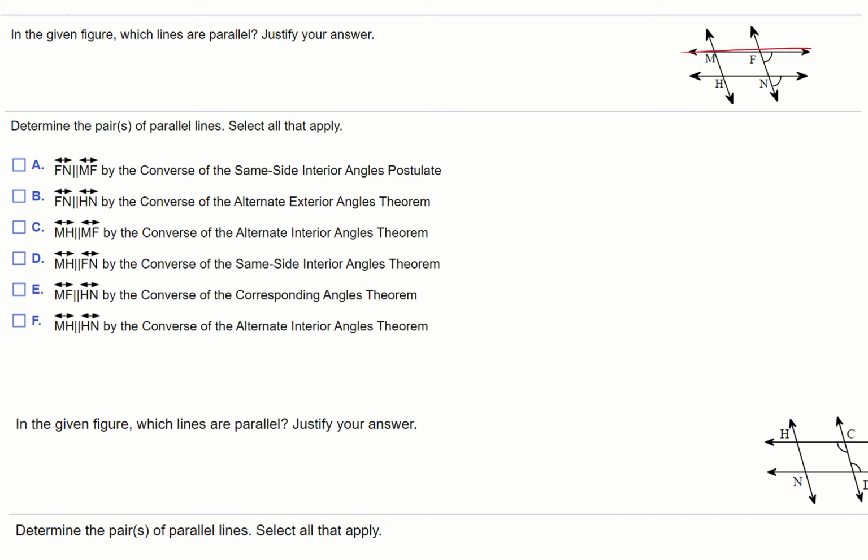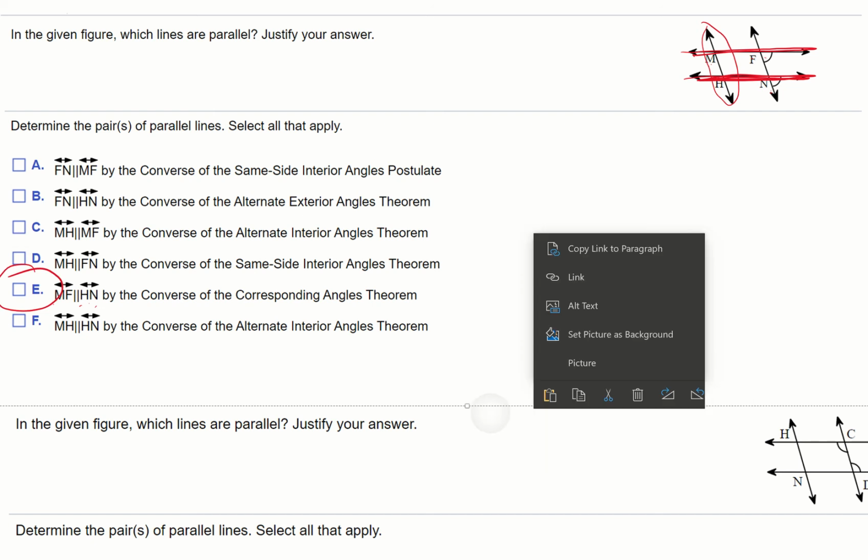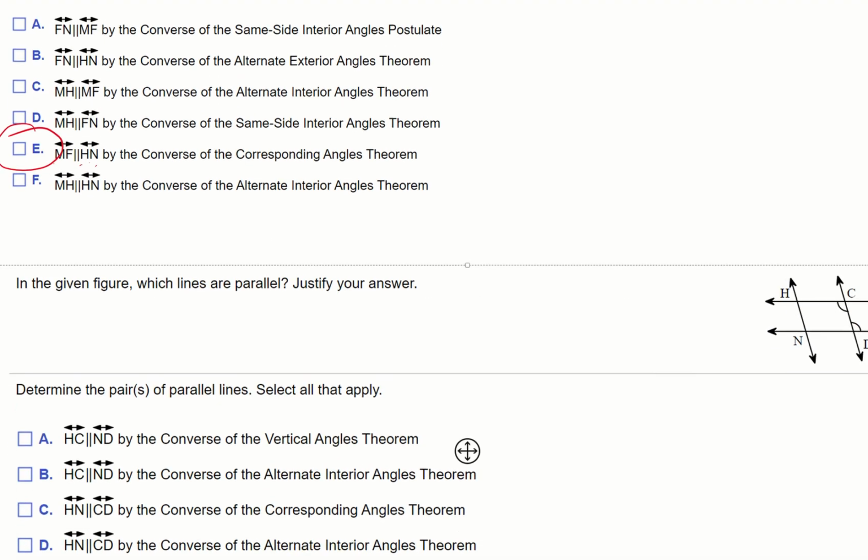Which lines? This line and this line. Those are the only ones it proves are parallel. And so the lines that are parallel are MF and HN, because you don't even need the line on the left side, so we're ignoring that. So MF is parallel to HN by the converse of the corresponding angles theorem. Even though it says select all that apply, there's only one choice here.